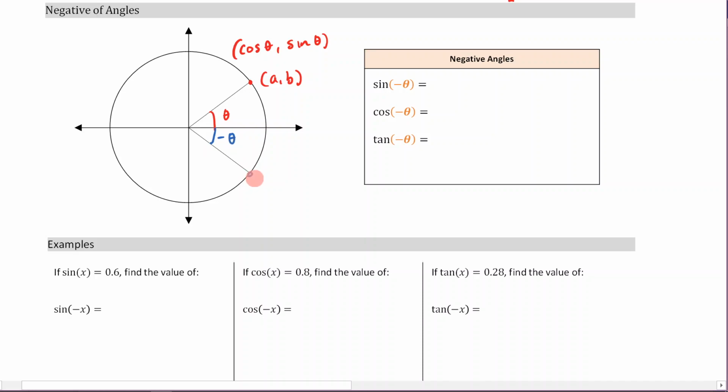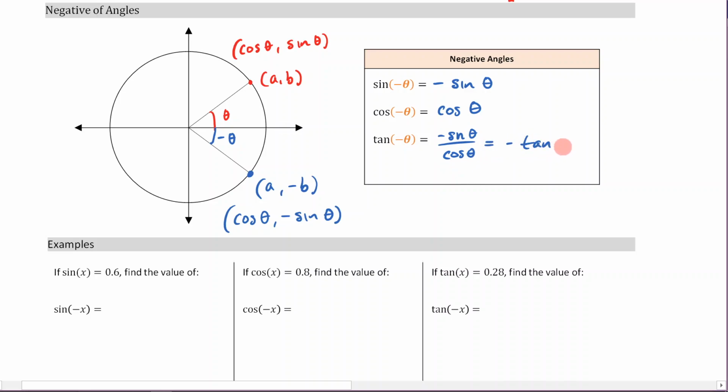Now, what is this negative theta going to be? Is my x going to change? No, my x stays the same. It stays as a, but my y changes, so it becomes negative b. That means I'm going to get cos of theta, negative sine of theta. So it's really important that you notice that my sine changed, but my cos remained the same when I made the theta negative. So when I have sine of a negative angle, it means I have negative sine of that angle. When I have cos of a negative angle, I just have cos of that angle. It stays positive. And then if I have tan of a negative angle, remember that we're just dividing these two. So it's going to be negative sine of theta over cos of theta. So it's going to be negative tan of theta there.